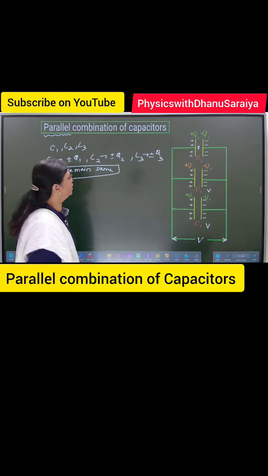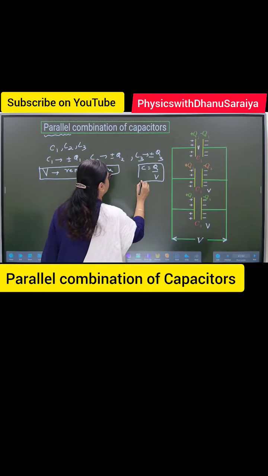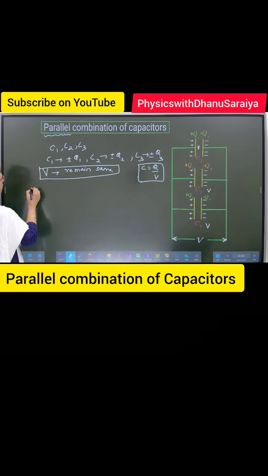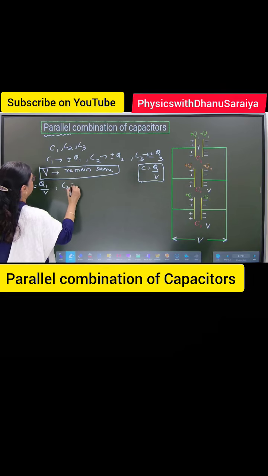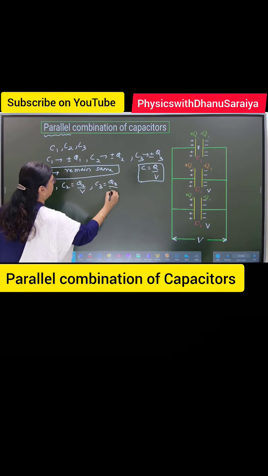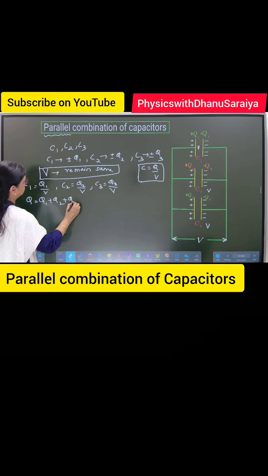Now we have already learned C is equal to Q by V as the formula for capacitance. Fine. So let us write using this information. C1 is equal to Q1 upon V. C2 is equal to Q2 upon V. C3 is equal to Q3 upon V. Therefore, if we combine the charge, we get Q is equal to Q1 plus Q2 plus Q3.